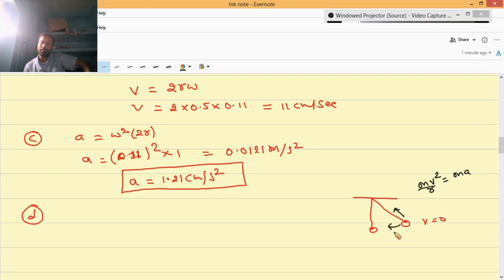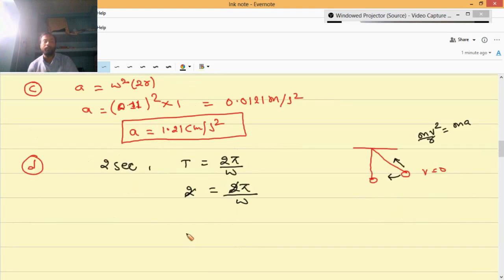But since this particle is doing SHM, an acceleration will be there because of the simple harmonic motion. So that acceleration we have to evaluate. In order to do that, since the time period given here is 2 seconds, the time period will be equal to 2 pi by omega. So here time is 2, so 2 pi by omega, so the omega value will be pi only. So what we have evaluated is the value of omega. So omega will be pi radian per second square.